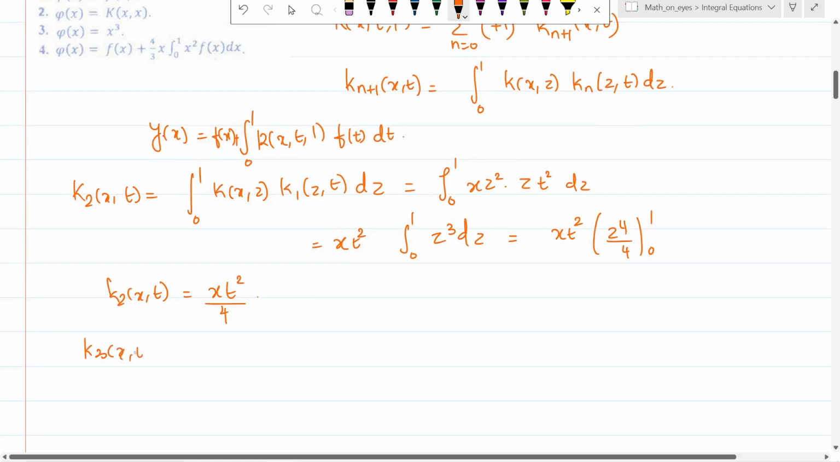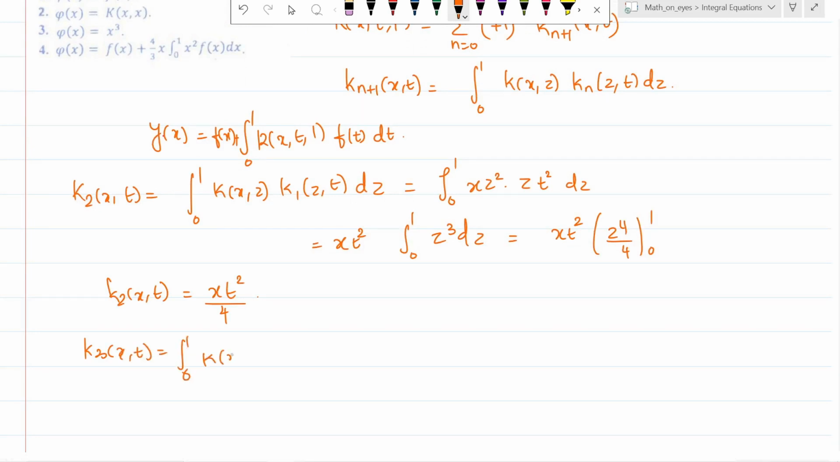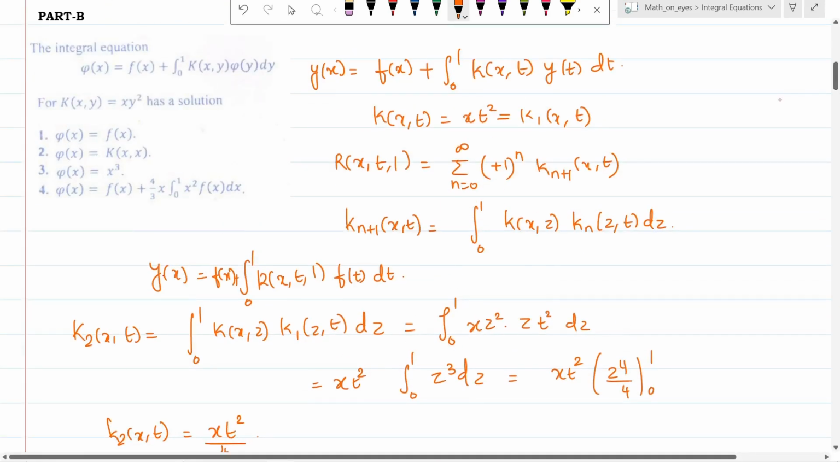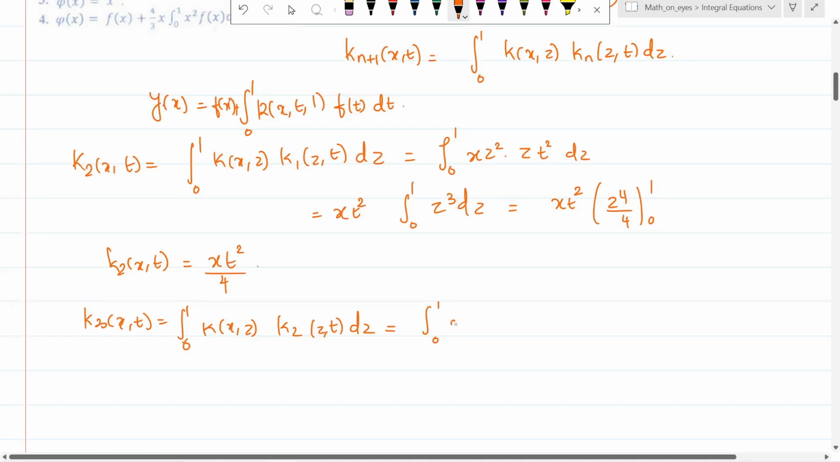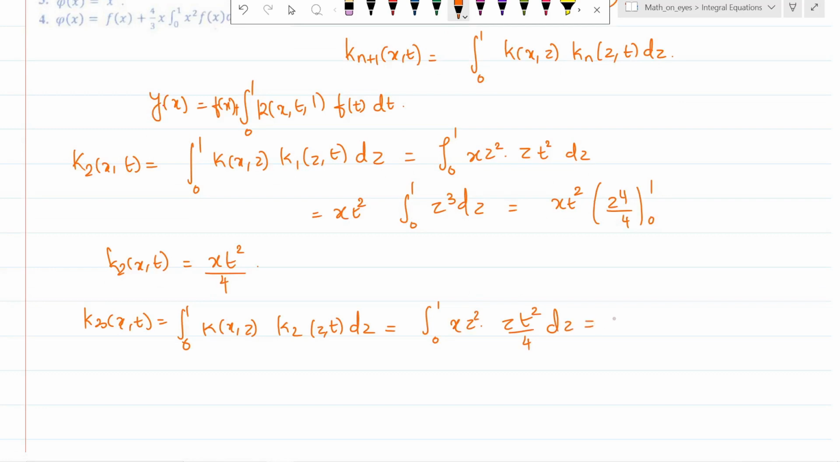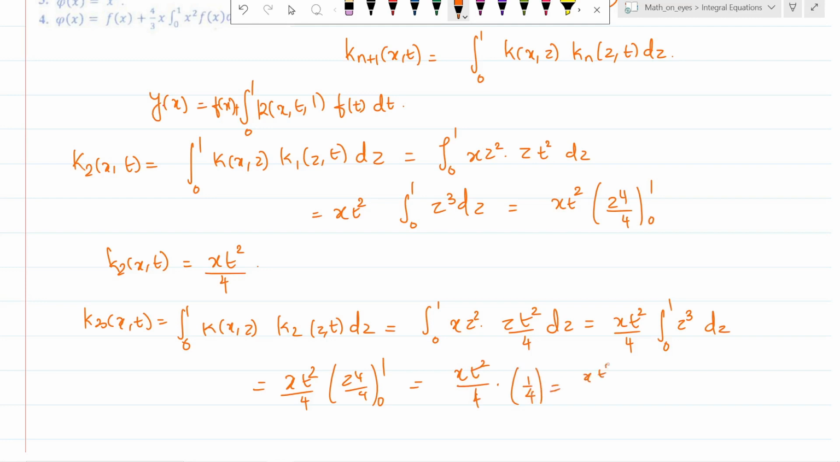Similarly, k3 of x comma t would be integral 0 to 1 k of x comma z k2 of z comma t into dz, which will be integral 0 to 1. What is the k of x comma t? k of x comma t is x t squared. So here we get x into z squared, and this would give you z into t squared by 4 into dz, which is equal to x t squared by 4 can be taken outside. Integral 0 to 1 z cube dz. We get it as x t squared by 4 into z power 4 by 4. Apply the lower and upper limit. We get xt squared by 4 into 1 by 4. So that is xt squared by 4 square.